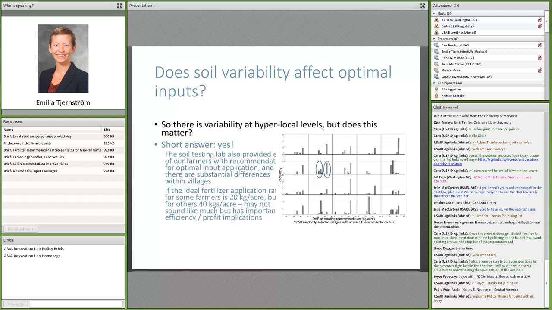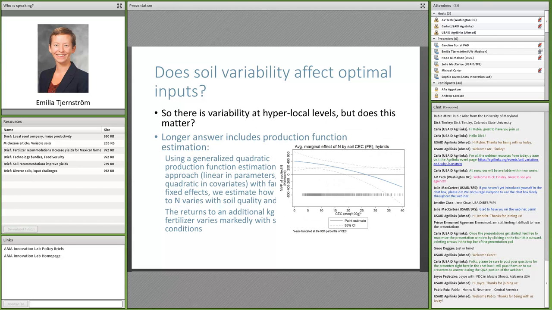We have the same graphs for a variety of fertilizers, but I don't want to bore you with that. We can also look at this in a different way by estimating production functions, using slightly more advanced econometric techniques, and try to estimate, based on a panel of three rounds of survey data, what the returns to fertilizer look like and how they change with the underlying soil qualities and types. On the right-hand side here, we use a generalized quadratic production function, for those who are econometric geeks. We have household fixed effects.